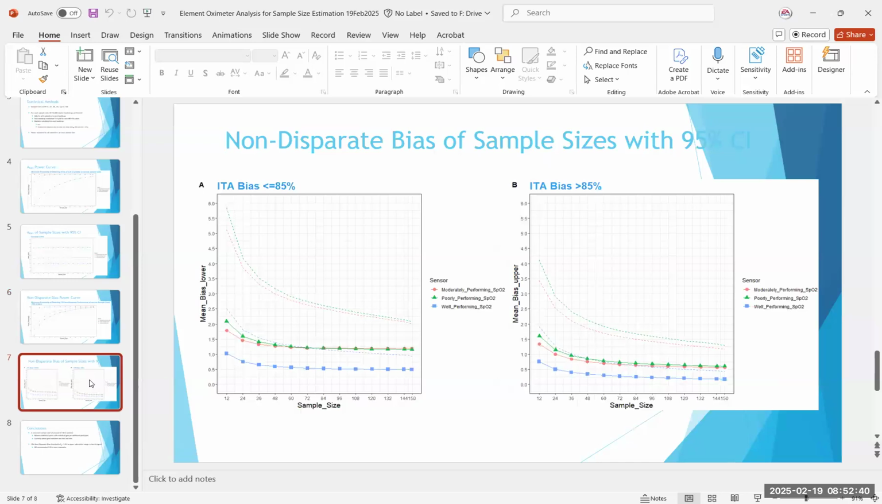Same thing, or at least a similar story, as far as looking at the non-disparate bias, the point estimates plus the confidence intervals for each of the saturation ranges. So looking at the figure on the left, utilizing the FDA threshold of 3.5, you can see that both the moderate and poorly performing oximeter achieve a passing, quote unquote, result at around a sample size of 36 to 48 participants at that point.